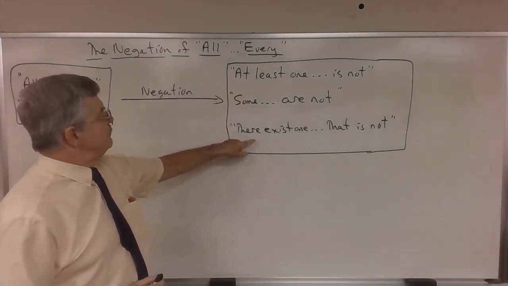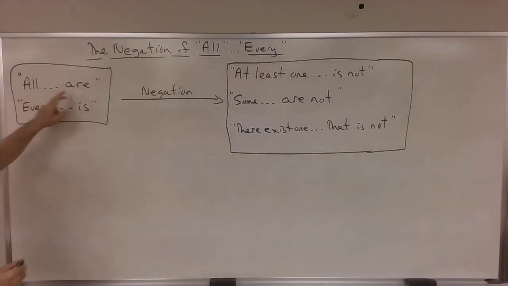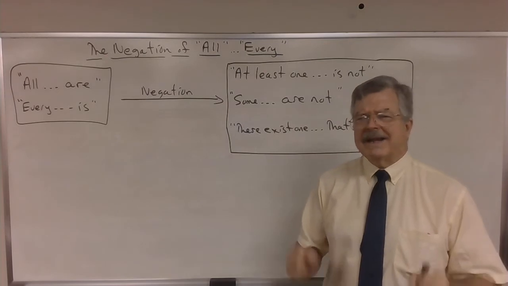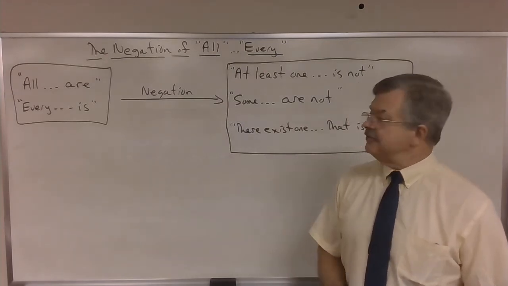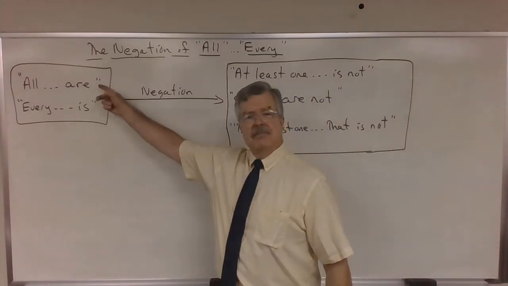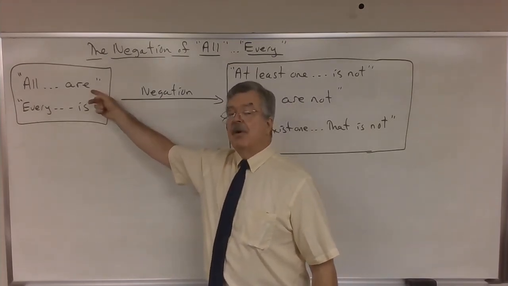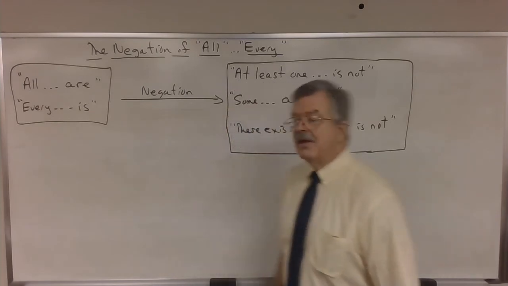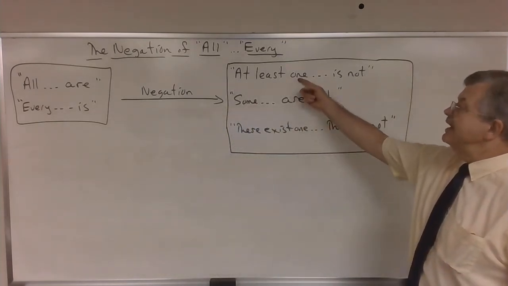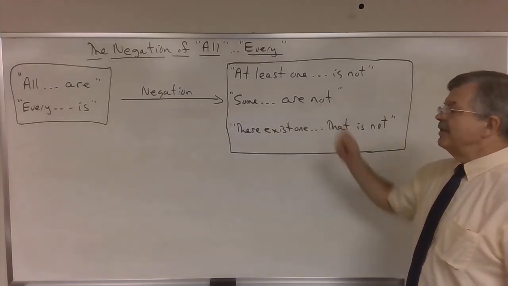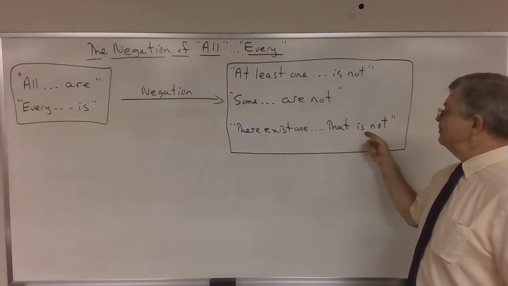These are the ways to negate all are or every is. And the rule of thumb that we used was what absolutely has to be true to make the original statement false. To make the statement all are false, all we have to show is that at least one is not, or some are not, or there exists one that is not.